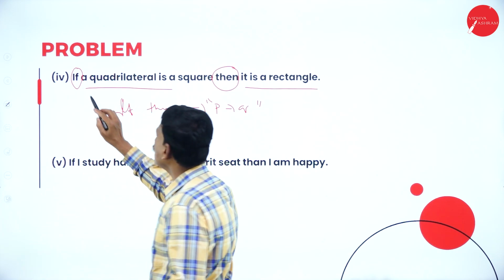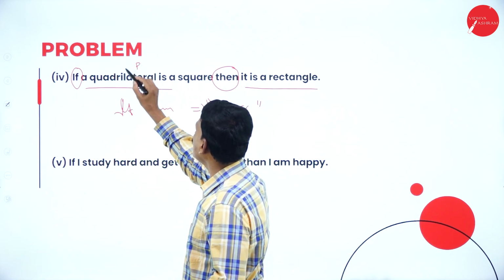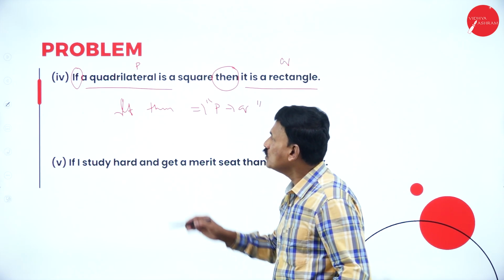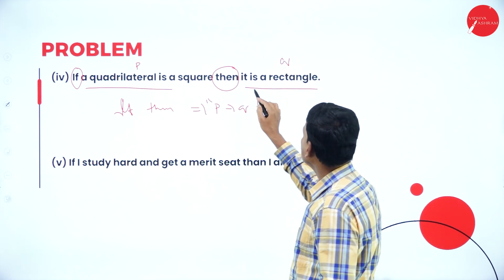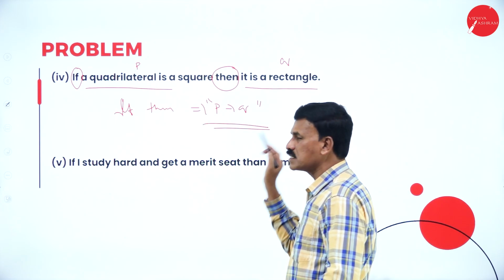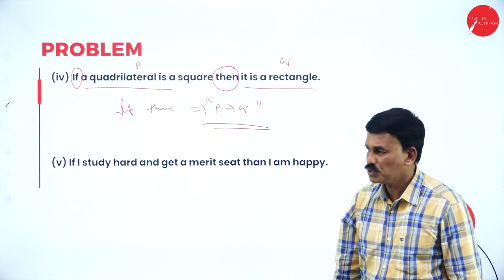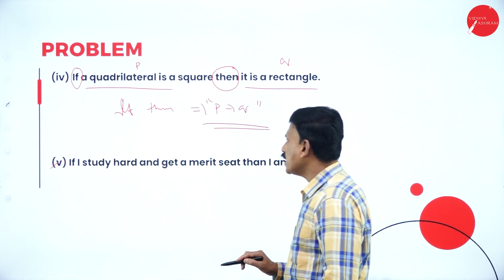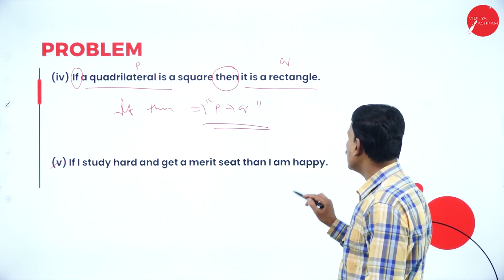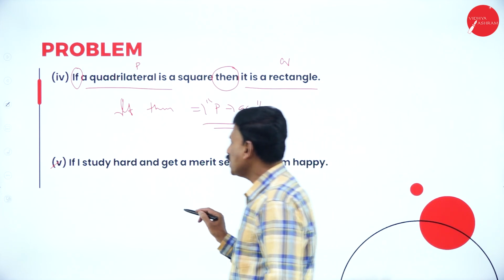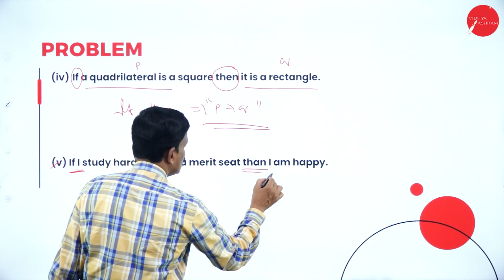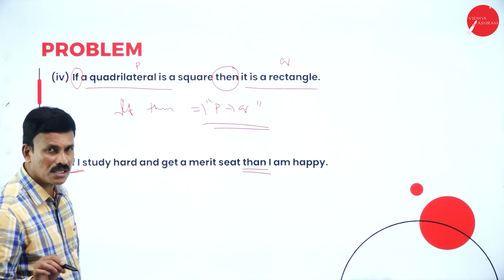So therefore, see here, what is P? This is P. Quadrilateral is a square; it is a rectangle is Q. So if a quadrilateral is a square, then it is a rectangle is represented as P conditional to Q. Now let us come to the next problem. If I study hard and get a merit seat, then I am happy. So here also, first if is given and here it is then. Definitely a conditional statement is also there.